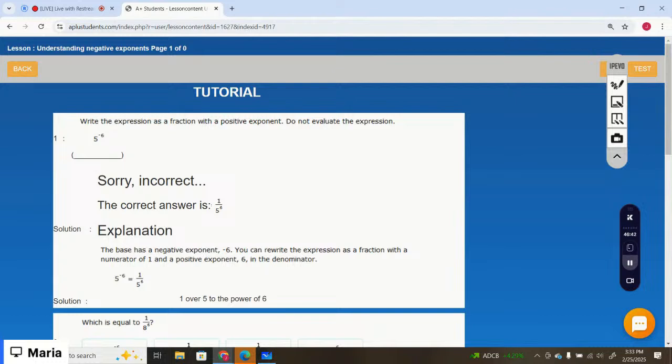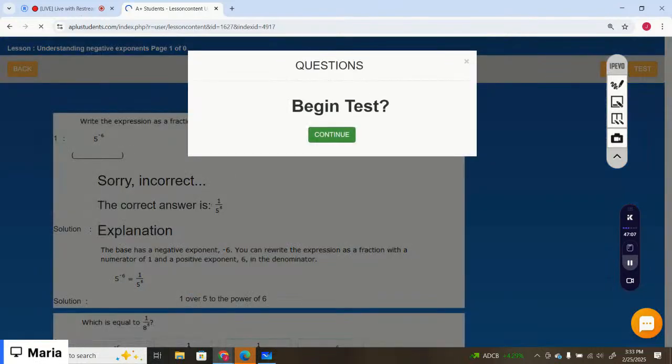5 exponent negative 6. You can make the exponent positive by writing it in fraction form. 1 is the numerator and the number with a positive exponent is the denominator, that is 1 divided by 5 exponent 6. Let's just start with the test questions.